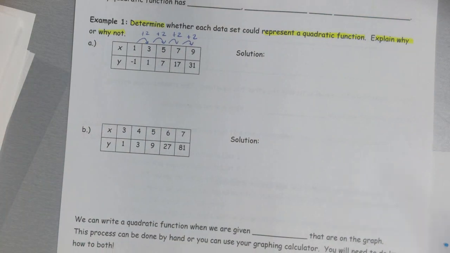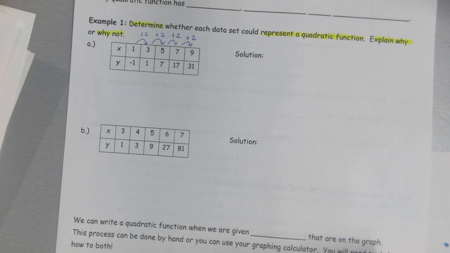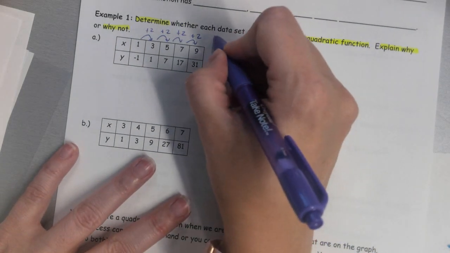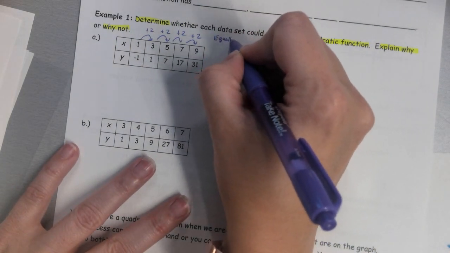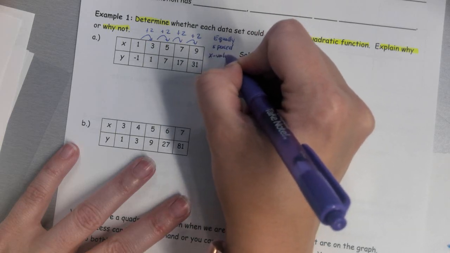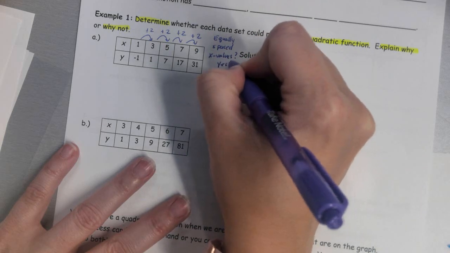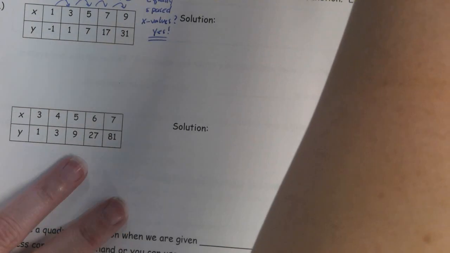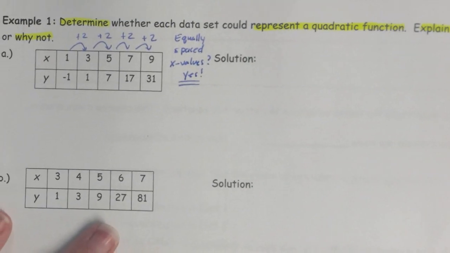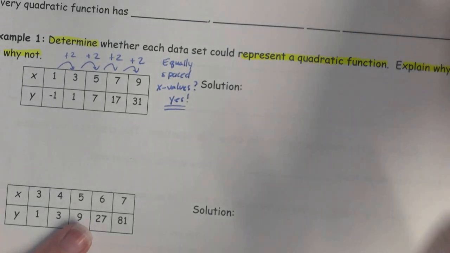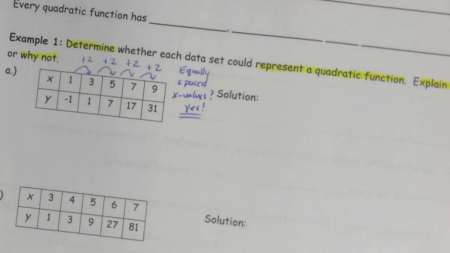So the first thing I always start off with is I ask myself, okay, are these equally spaced x values? Do I have them? Yes, I do. Okay, so equally spaced x values, yes. So now I can start the process to finding the differences.